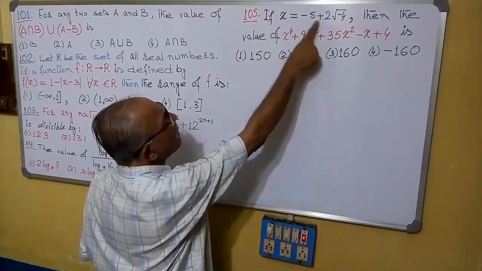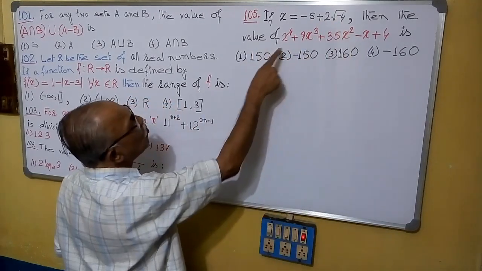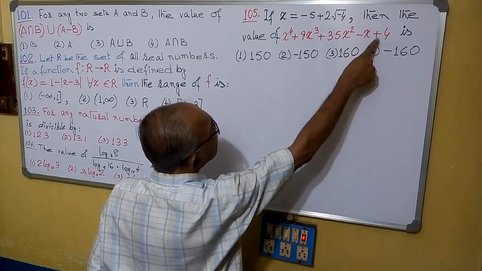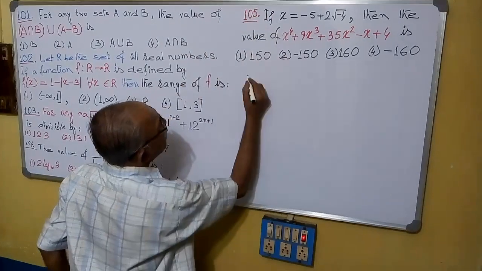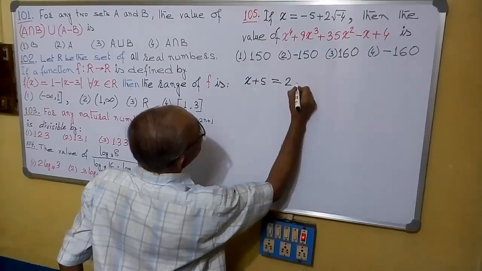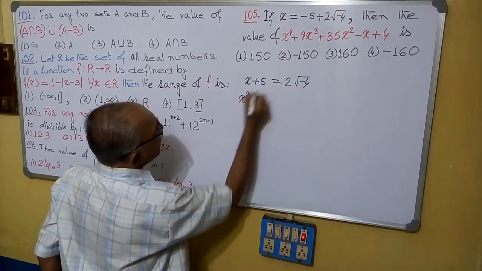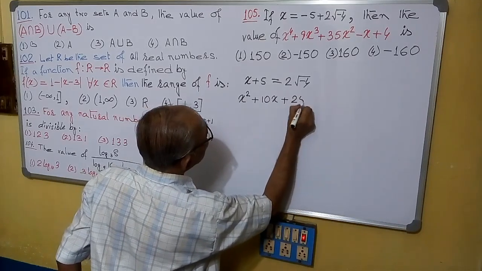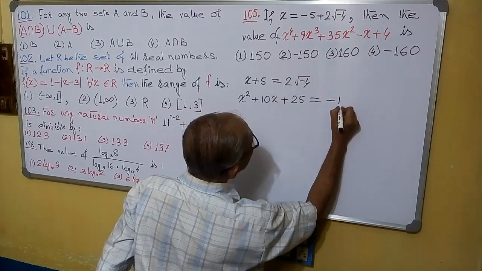If x equals minus 5 plus 2 root of minus 4, then find the value of x to the power 4 plus 9x cube plus 35x square minus x plus 4. Different options are given. First of all, what we can do, taking 5 this side, x plus 5 equals 2 root of minus 4. Now squaring both sides, x square plus 10x plus 25 equals 4 into minus 4, that is minus 16.